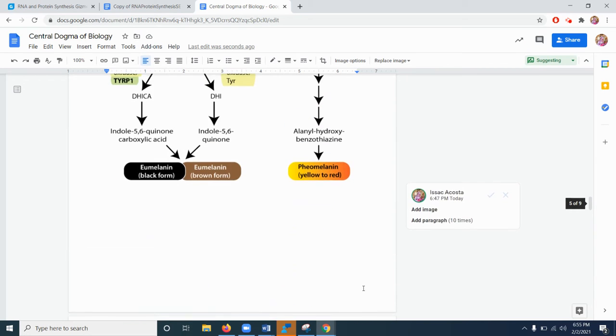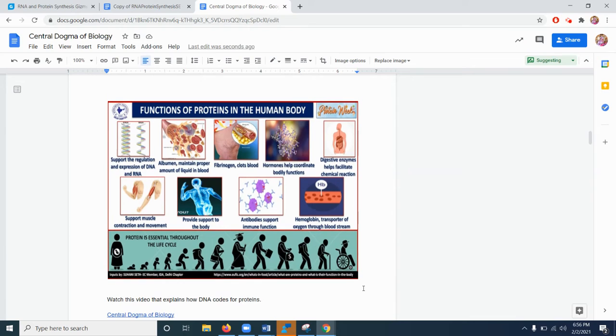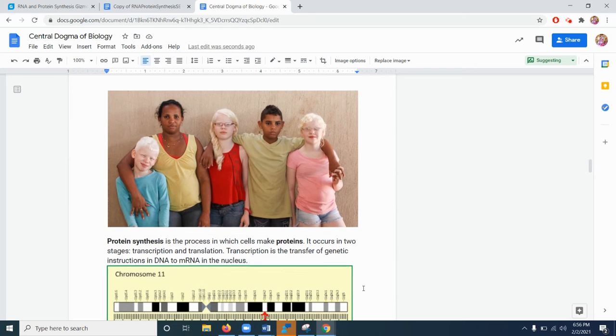Just a quick refresher, proteins have many functions. Here are some of those functions. They support the regulation, expression of DNA, RNA. They maintain your body. They provide you with all of these supports, antibodies. So they're really important, and you have to understand this complicated process. So hopefully you did the reading and the video.